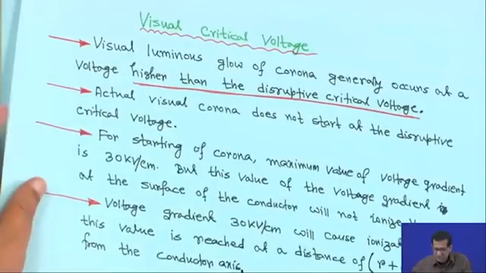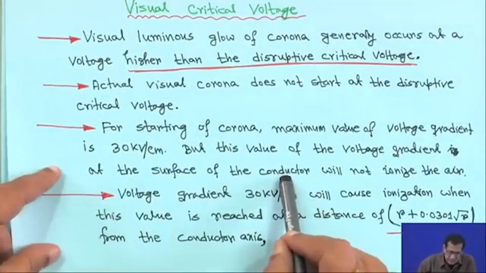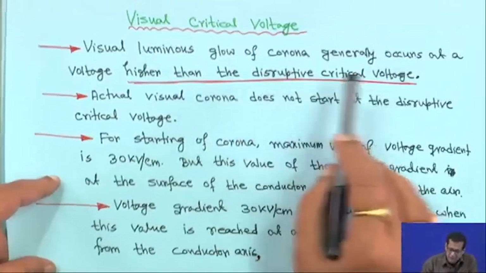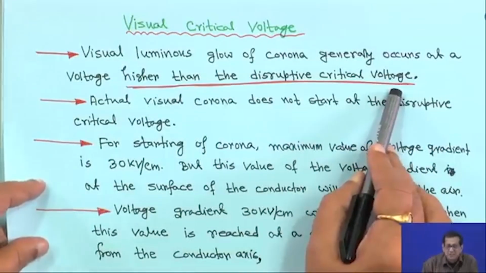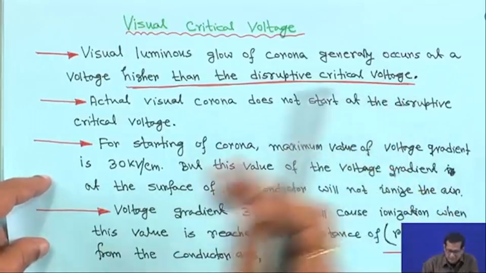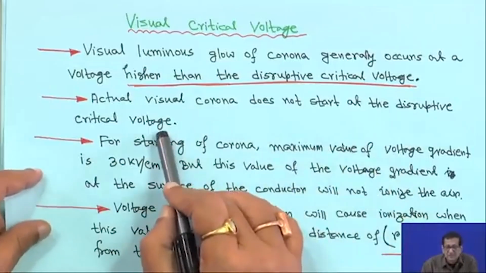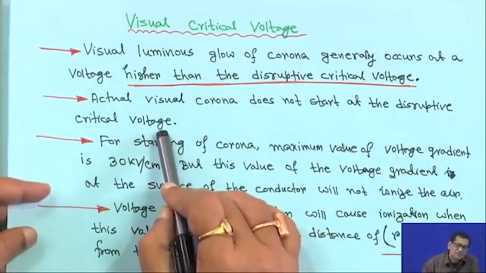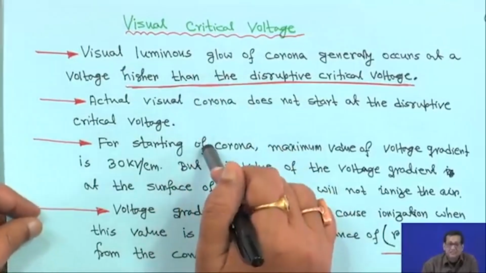Next one is visual critical voltage. The visual luminous glow of corona generally occurs at a voltage higher than the disruptive critical voltage. So, we have to find that voltage. We have to see that actual visual corona does not start at the disruptive critical voltage. So, the corona which will be visible, that voltage is greater than your disruptive critical voltage.